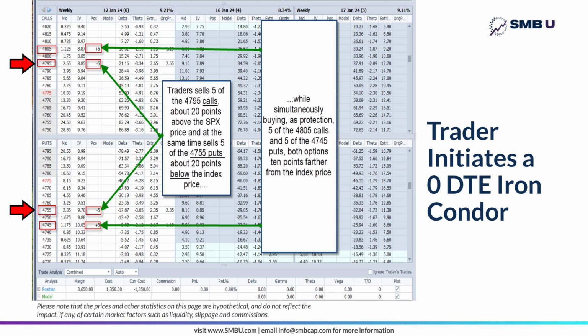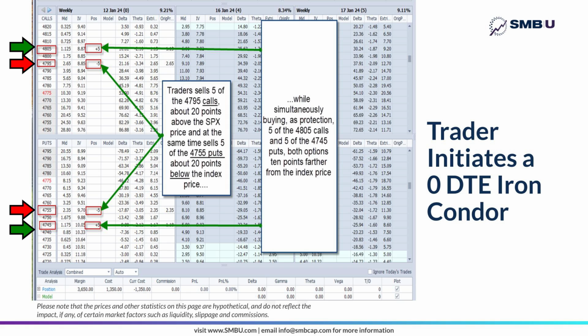And then simultaneously, for protection, we move 10 points further up on the call side and buy 5 of the 48.05 calls, and we move 10 points below the puts we sold to the 47.45 put, and we buy 5 of those as well. Okay, so when we do this, selling calls and puts and then surrounding them by long calls and puts further from the market, that is the execution of what is known as an iron condor to options income traders. And it's one of the best strategies to use when you feel the market is not going to go anywhere, most likely, and will just trade in a range all day.